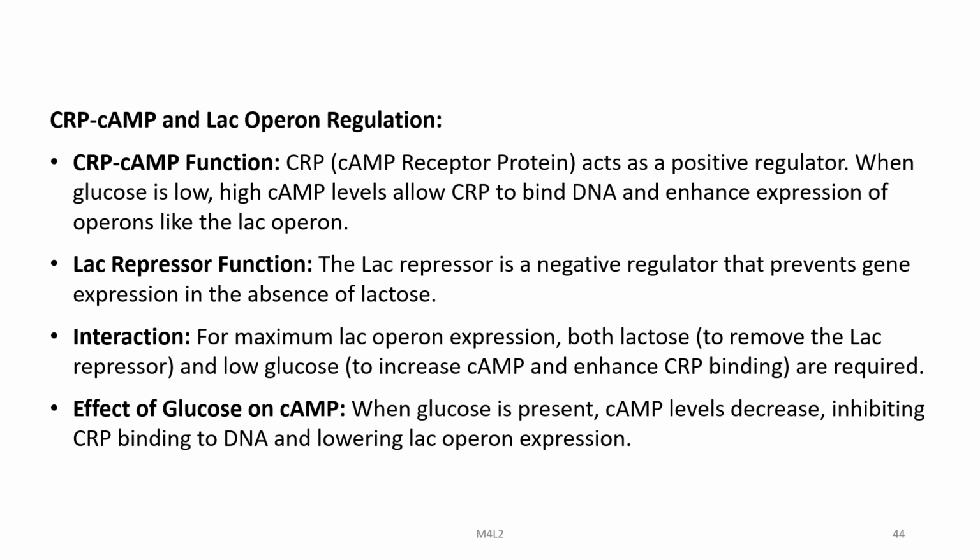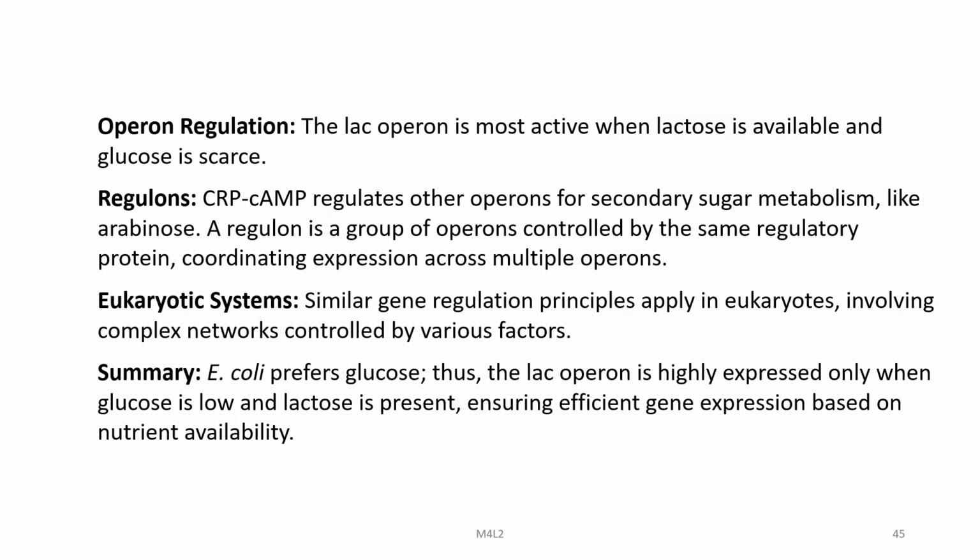Effect of glucose on cAMP. When glucose is present, cAMP levels decrease, inhibiting CRP binding to DNA and lowering LAC operon expression. Operon regulation: the LAC operon is most active when lactose is available and glucose is scarce.